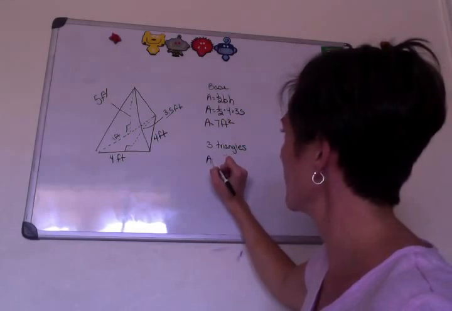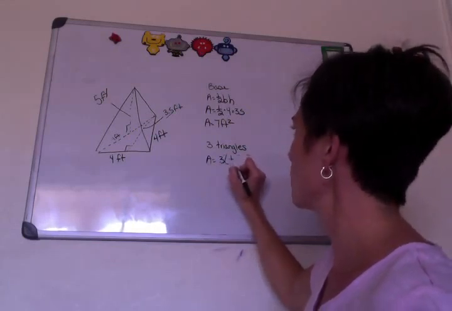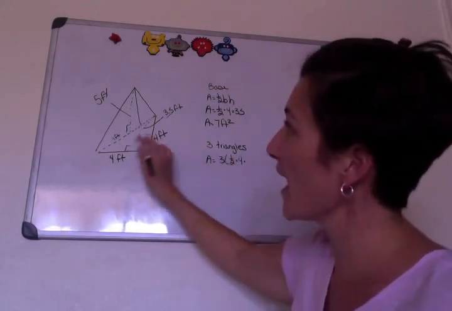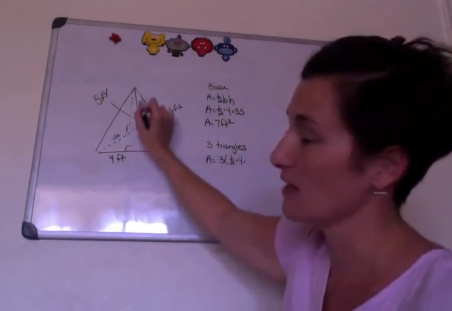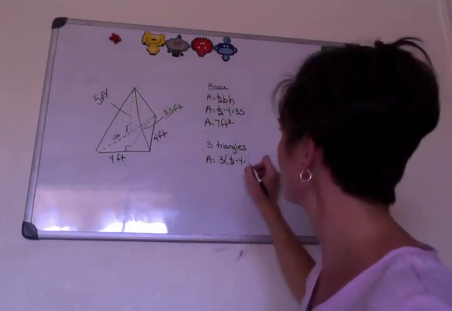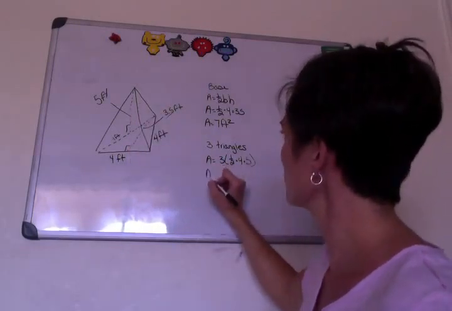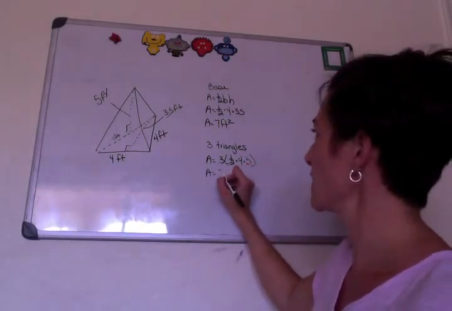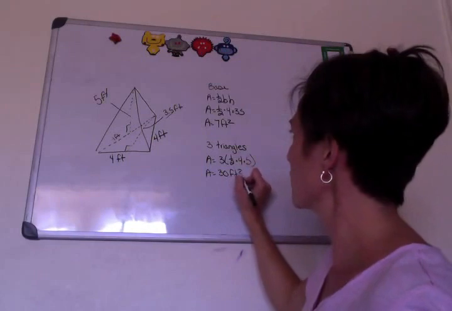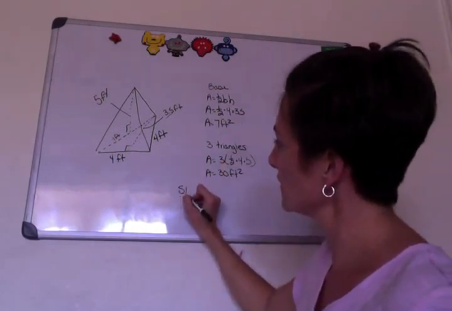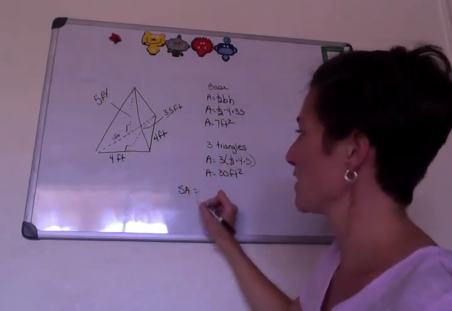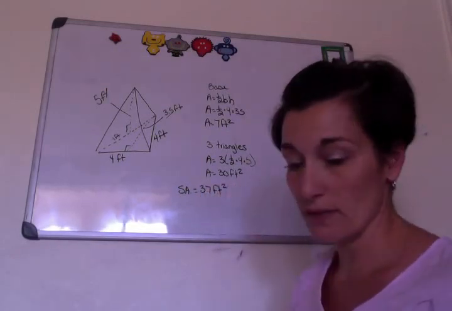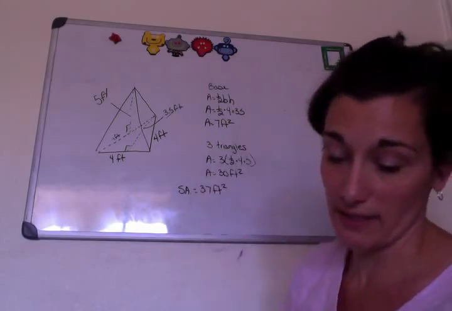So I'm going to do area equals 3 times 1/2. The base of all of them are the same as 4, but the height of the ones on the side are 5 feet because that's that number going up on this side. So I basically have 2 times 5 is 10 times 3 is 30 feet squared. So my total surface area for this triangular pyramid is 37 feet squared because I'm just going to add that 30 and that 7 feet together.